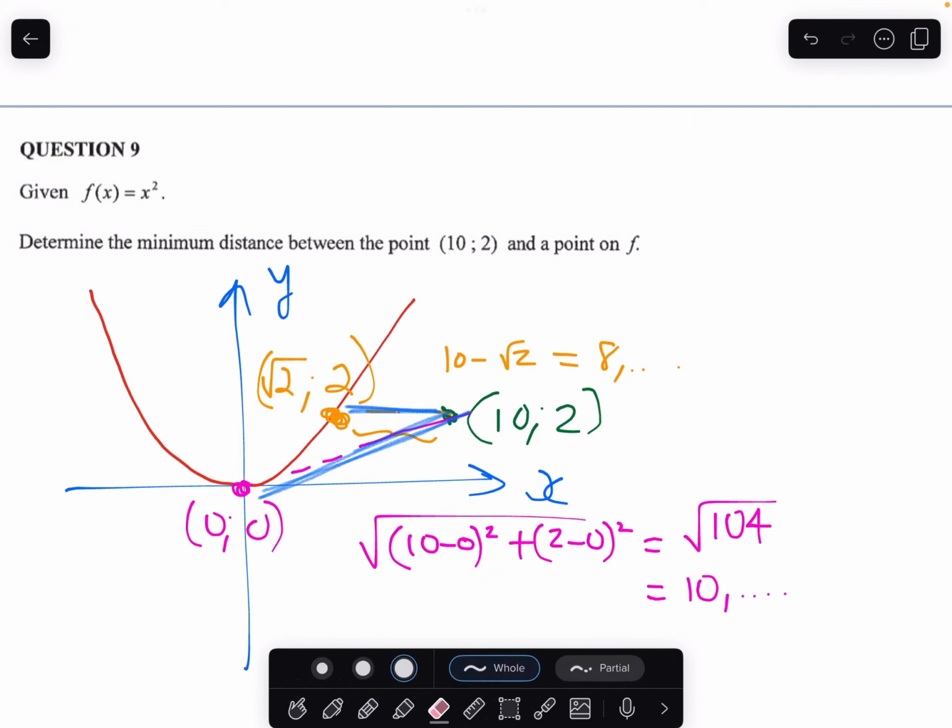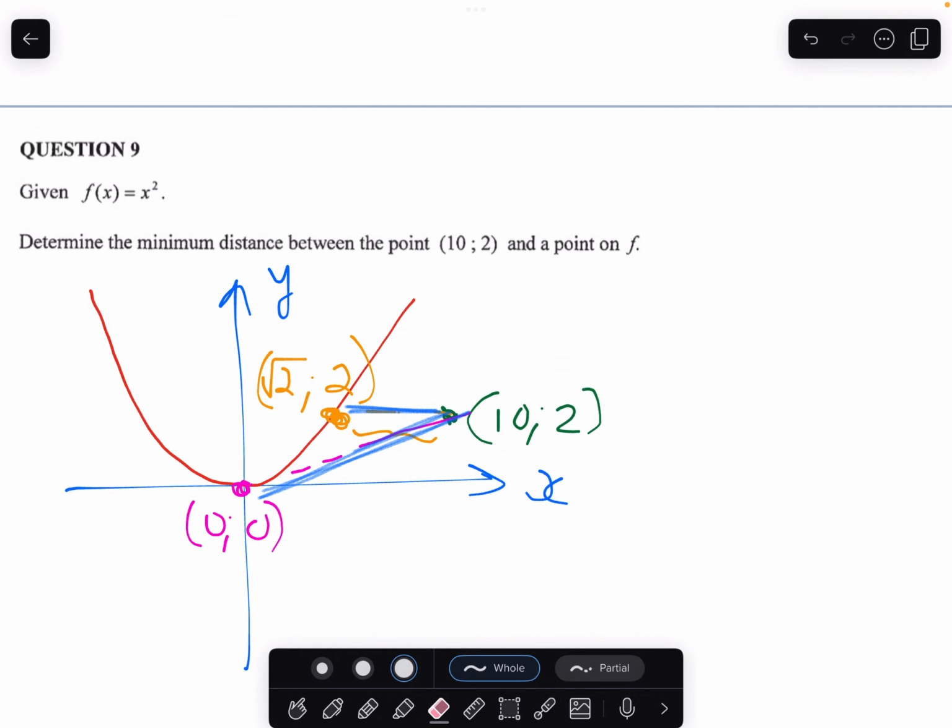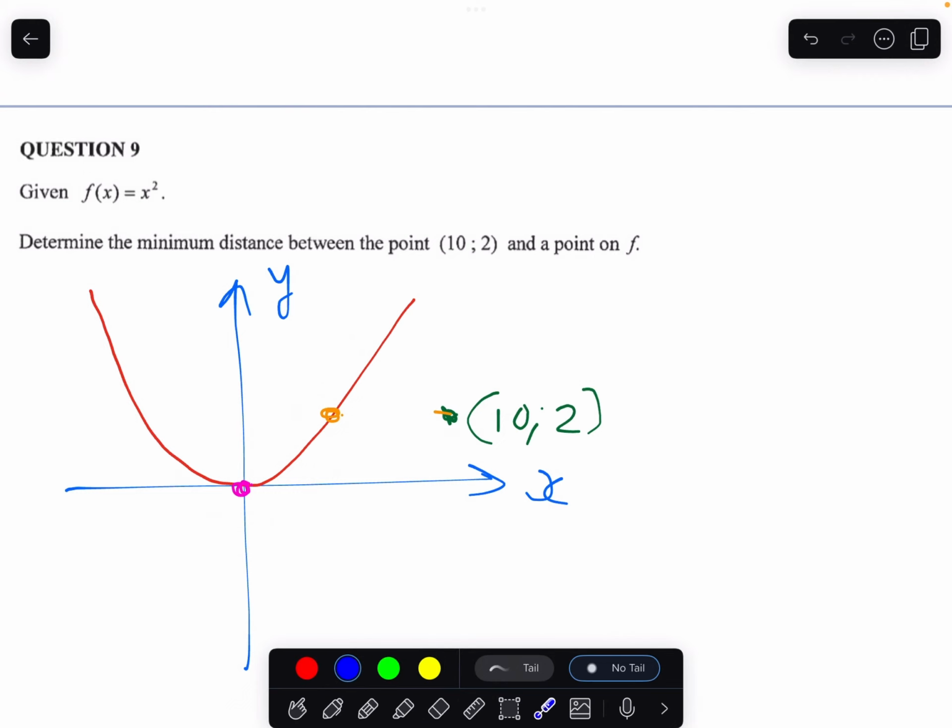And if we talk about shortest, longest, minimum, maximum, my thoughts immediately incline to optimization, right? So I want to find a general expression for the distance between this point and any point on the parabola, right? So the first thing that we can figure out is that if the x-coordinate of some point on f is x, then the y-coordinate will be x squared, right?